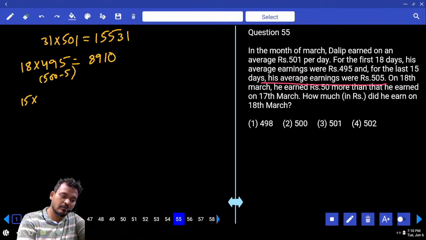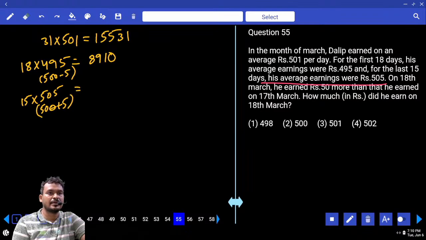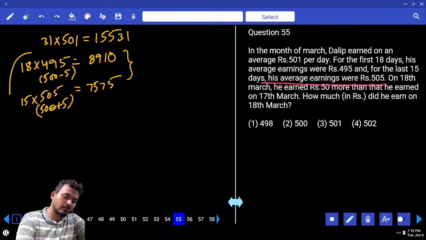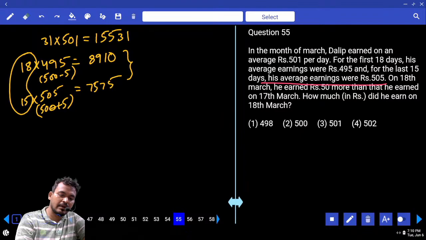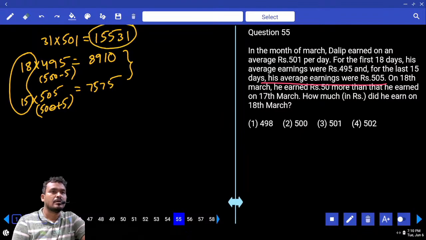Next, for the last 15 days his average is 505. 15 into which one? 505. 505 means 500 plus 5. 15 into 500 means 7500, plus 75. Okay, these two are added, we get the total how many days value? 33 days. In that, we already know the 31 days value. Subtracting, we get the remaining 2 days value.